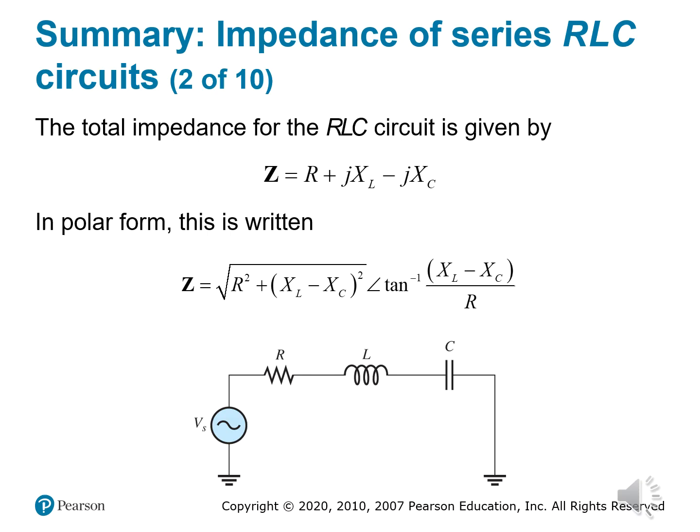But what if we want to express Z in polar form? You know, magnitude and angle? That's where things get really exciting. And I love math. So we're going to go ahead and write that as you see there on the slide: Z is equal to the square root of R squared plus the difference between the reactances squared, so X sub L minus X sub C squared, and we take the square root of that whole thing.